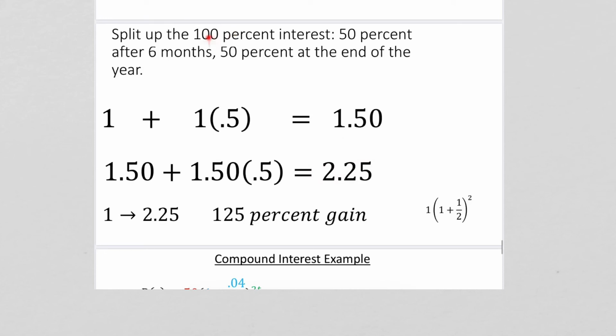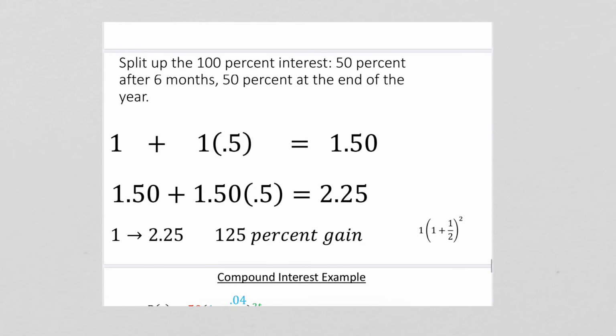So that 100% interest, because 50% plus 50% is 100, actually ends up being a 125% gain since I'm compounding it twice. I'm splitting it up into 2 groups, and then I'm applying those amounts twice. Okay. So here's our general compound interest formula.